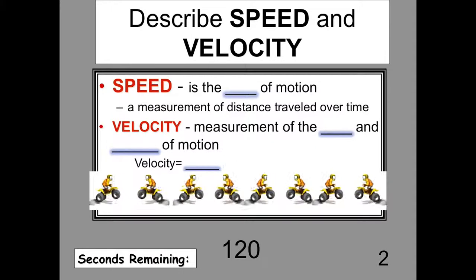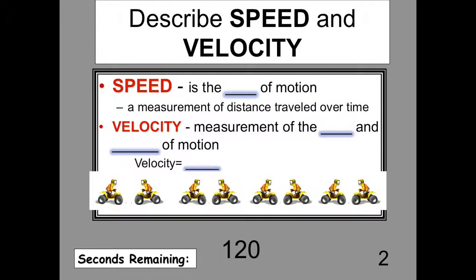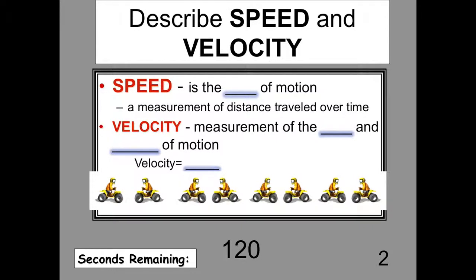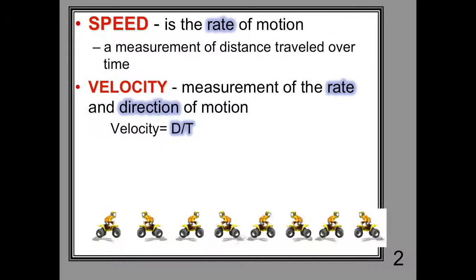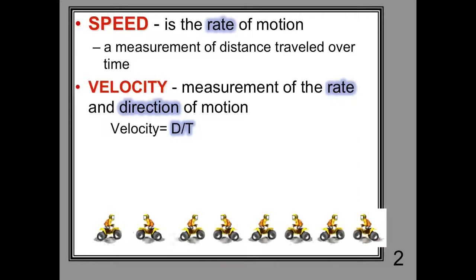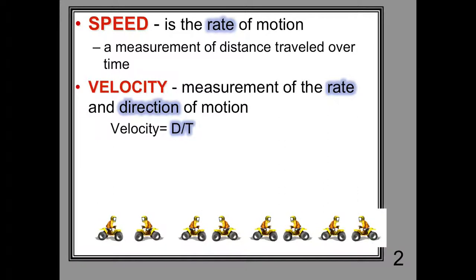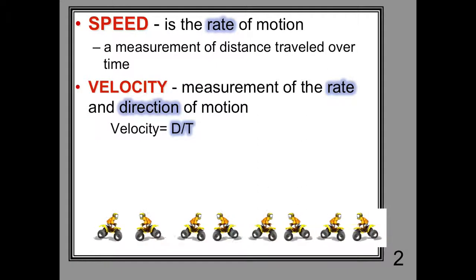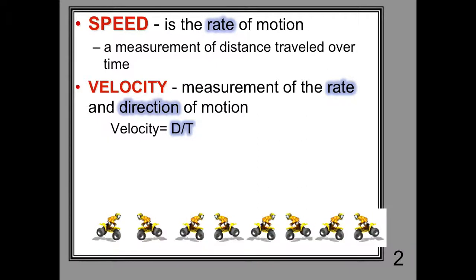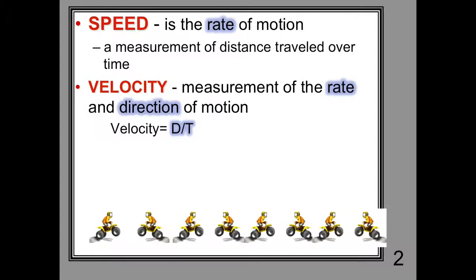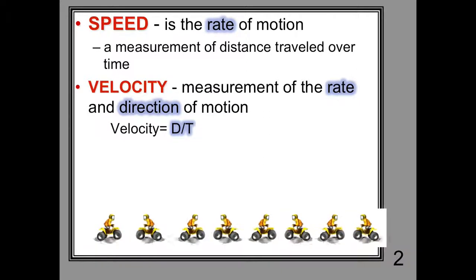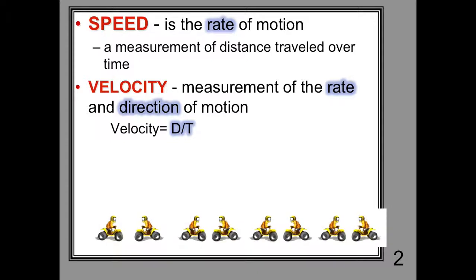Describe speed and velocity. Now you want to make sure that your answers make sense. Speed is the rate of motion, and it's the measurement of distance traveled over time. Velocity is the measurement of speed or rate and direction of motion. Velocity equals distance divided by time.